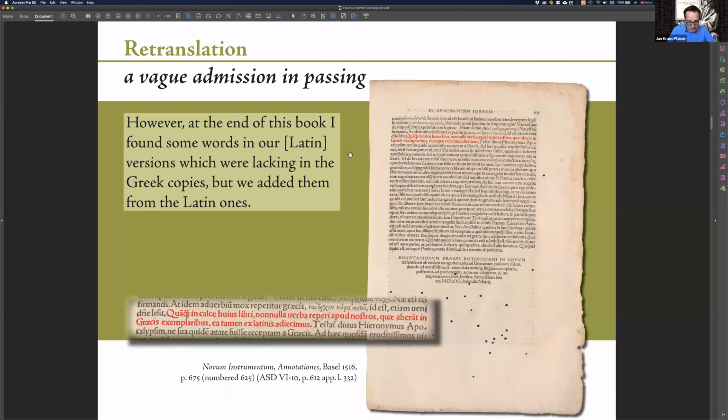He writes at the end of his final 1516 annotation, "At the end of this book, I found some words in our Latin versions which were lacking in the Greek copies, but we added them from the Latin ones." He does not indicate, and that's important, the exact scope of his retranslation, for that is the only meaning that adding to the Greek from the Latin can have. And he downplays the issue by speaking about just some words. He also uses the plural, Greek copies, but he can, of course, only refer to 2814.